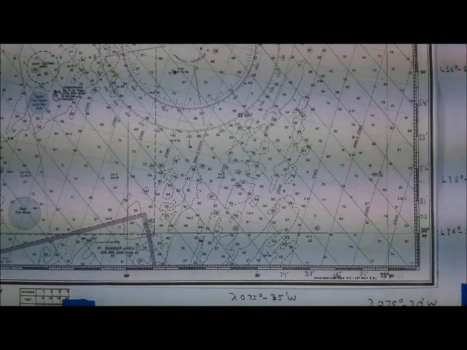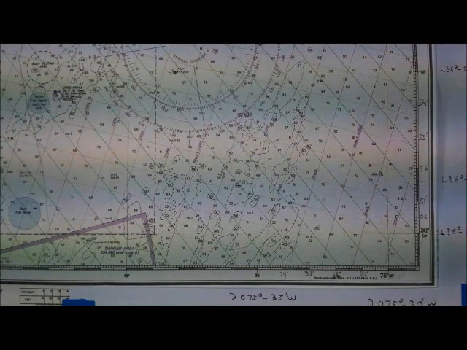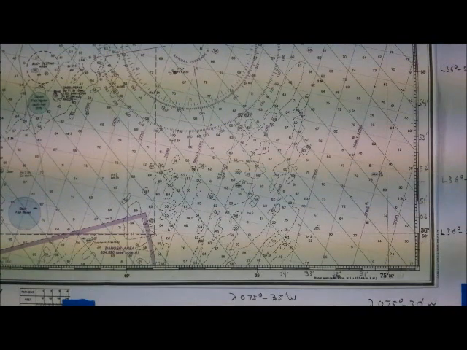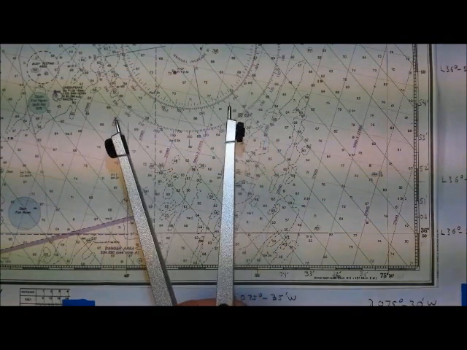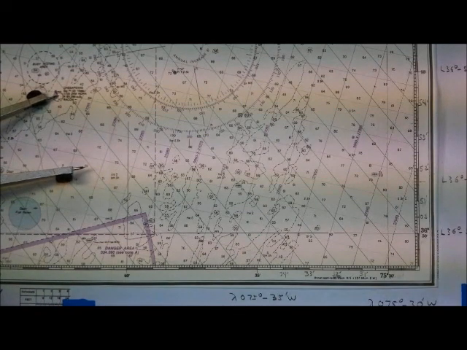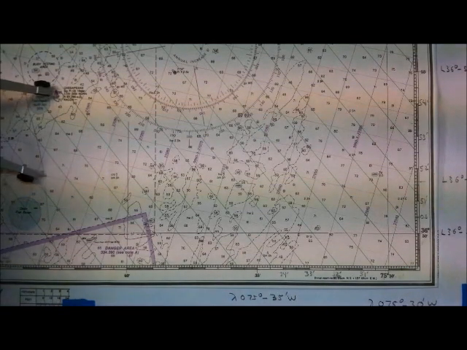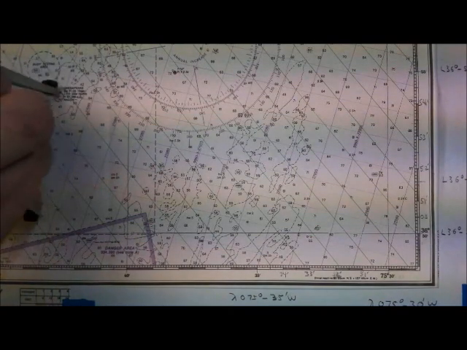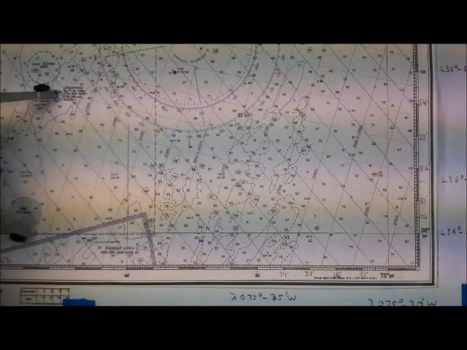Okay, now let's use our navigation plotting tools to get a more accurate position. It doesn't matter if you do the latitude or longitude, and we're going to go over a few techniques here. The first technique we'll use is with our compass. If I place one end on the navigation aid, I want to swing an arc down to the closest reference line.